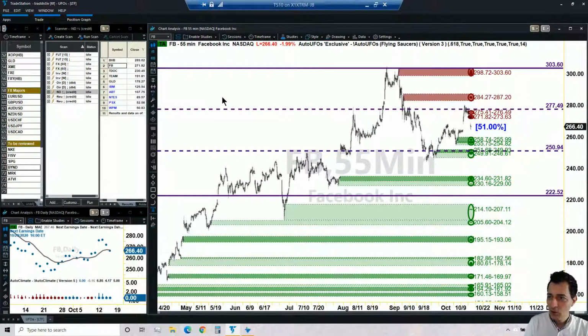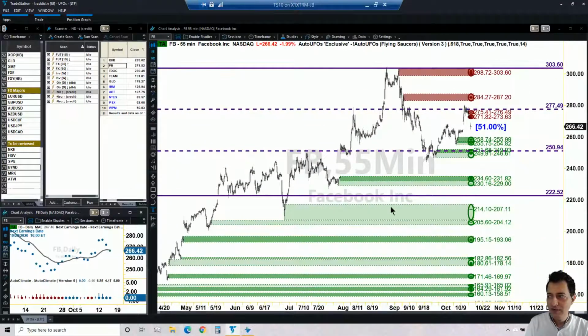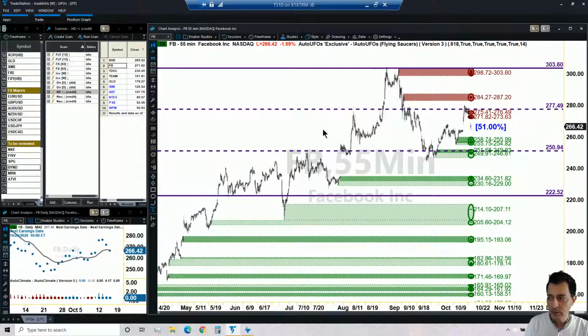Okay. Cool. So Facebook, what do we have? Well, earnings on Facebook are a bit more generous. It's October 29. So with October 29, we have a bit more freedom when it comes to dates. Okay. And we have plenty of UFOs above. We have plenty of UFOs below. We got 51%, which is more than 48%, which is our minimum for non-directional trades.